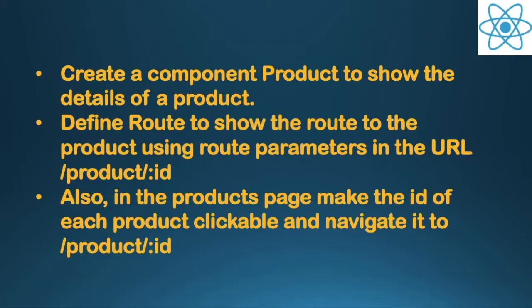So in the application that we are creating so far, create a component Product to show the details of a product. Define a route to show the product using route parameters in the URL: slash product slash colon ID. So we are using route parameters here. Also, in the products page that we created so far, make the ID of each product clickable and navigate to this. So we'll use a Link there and put the URL, the to, as this value. And this is where we will use a template literal. So let's go ahead and do this exercise.